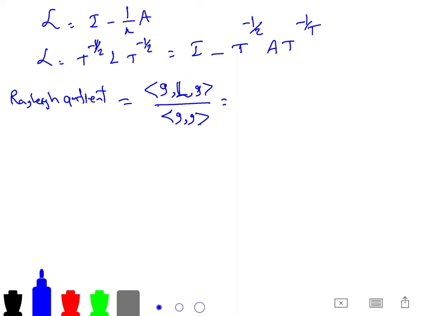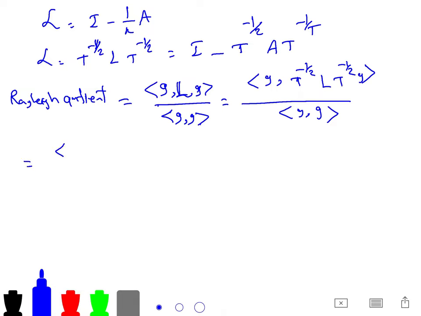So if you just write this, it is G, and so instead of LG, you can write T to the minus 1/2 LT to the minus 1/2 G over G and G. So everything is like you have a function F, and the Laplacian is acting on your function. So it's very connected to functional analysis. You can view it like this. It depends on your background. You can view it as many different equivalent things.